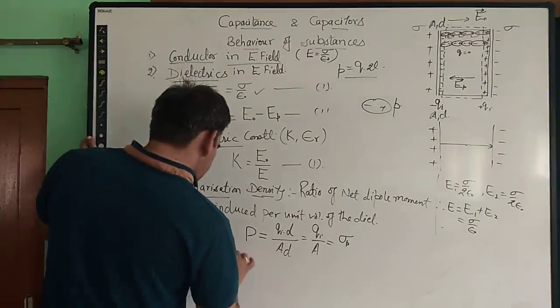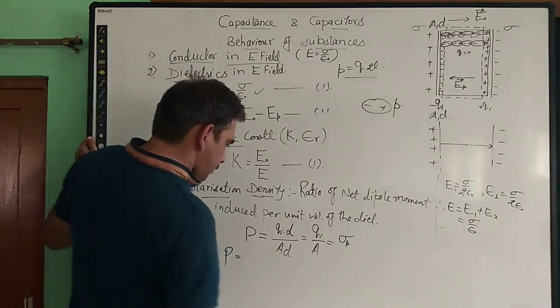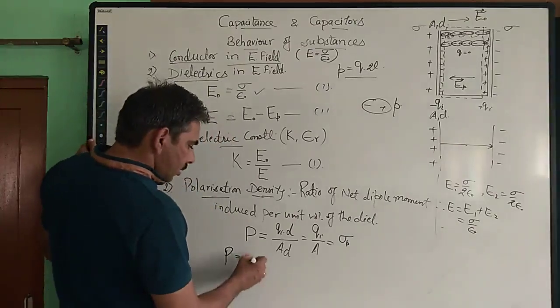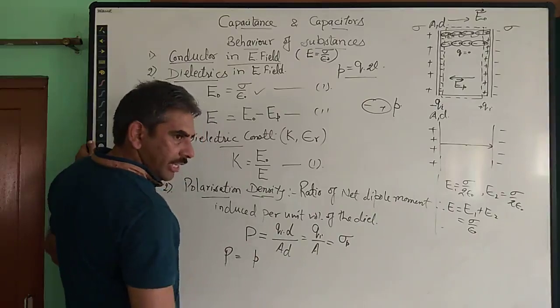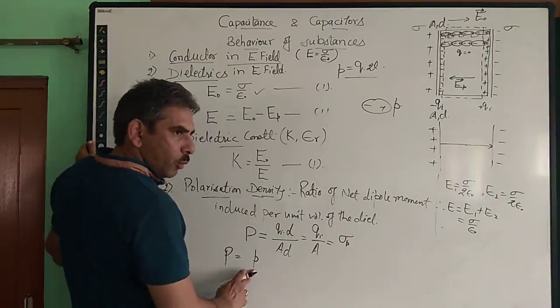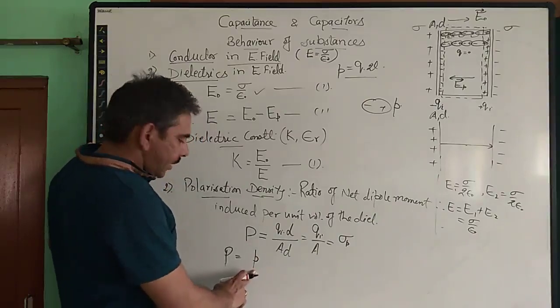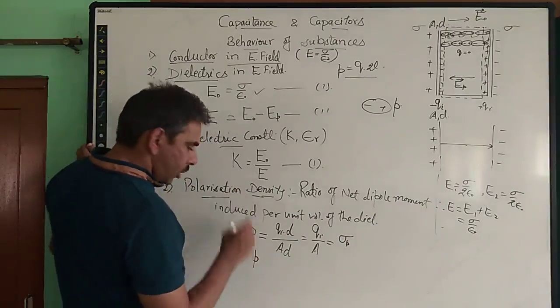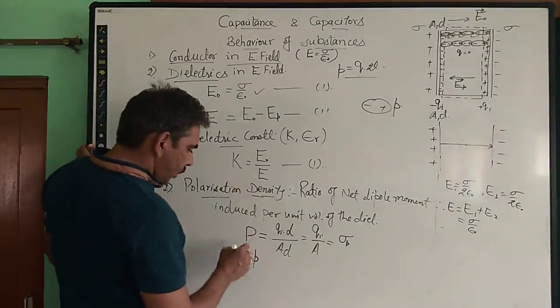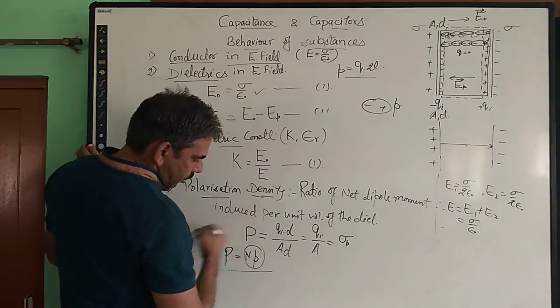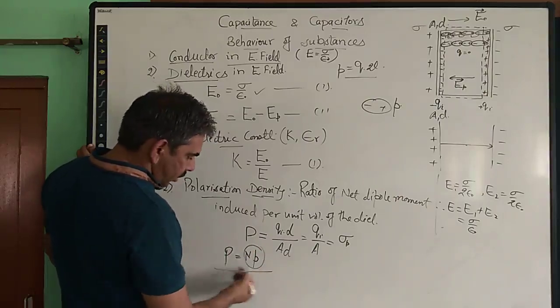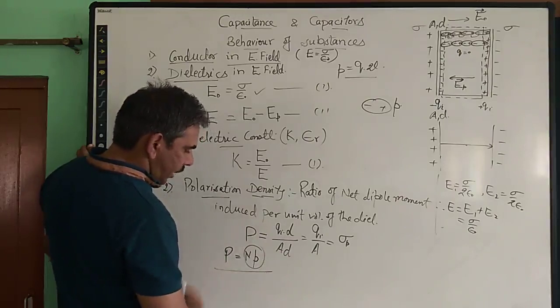In general, we can also write the polarization density as follows. If each atom has the dipole moment p induced, this is the dipole moment that has been induced in each atom, and the number of atoms in one unit volume is given by N. So, therefore, the total dipole moment per unit volume is what we call the polarization density.